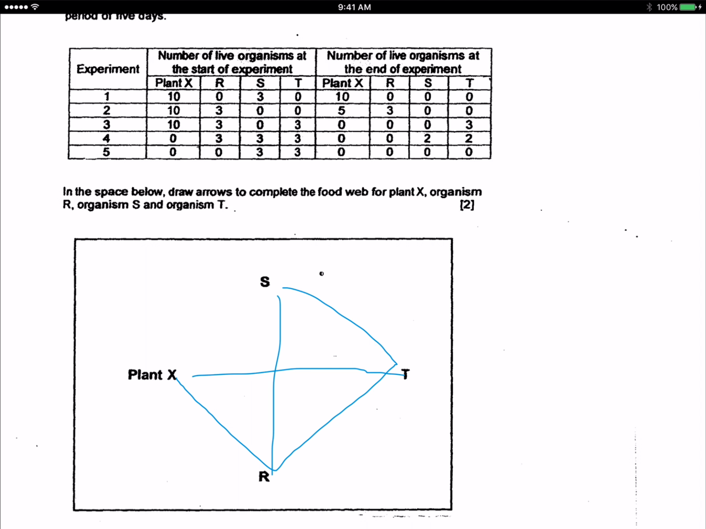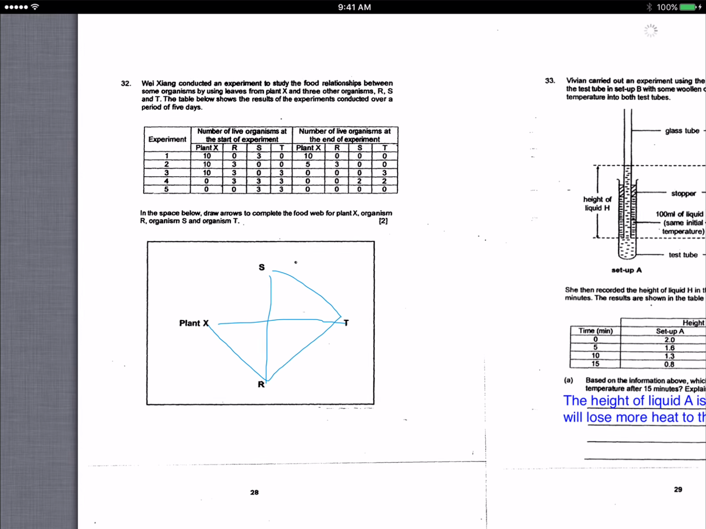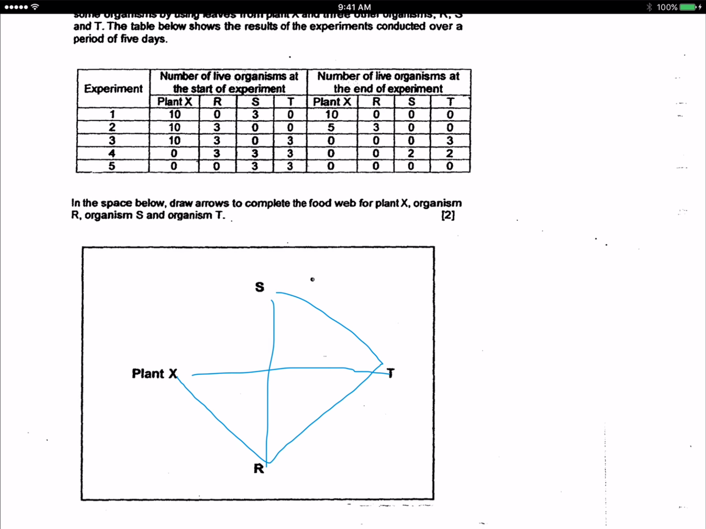Many people didn't complete the full web. I didn't draw the arrow here because the battery suddenly wasn't there. Please draw the lines and then complete the arrow. Include the arrow over there. Please draw the arrow.